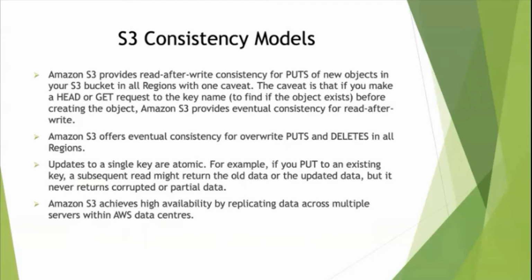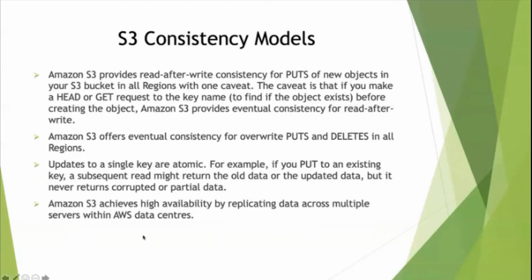Okay, so you can see over here, updates to a single key or single object, as they call it, are atomic. So for example, if you put to an existing key, a subsequent read might return the old data or the updated data, but it will never return corrupted or partial data. So S3 always ensures that kind of durability in its storage classes. For the first time that you put that data, it's a new object, so you will immediately be able to read it. But the second time that you update that object, you will have to wait a second or two for the change to propagate. That is called eventual consistency for puts and deletes.